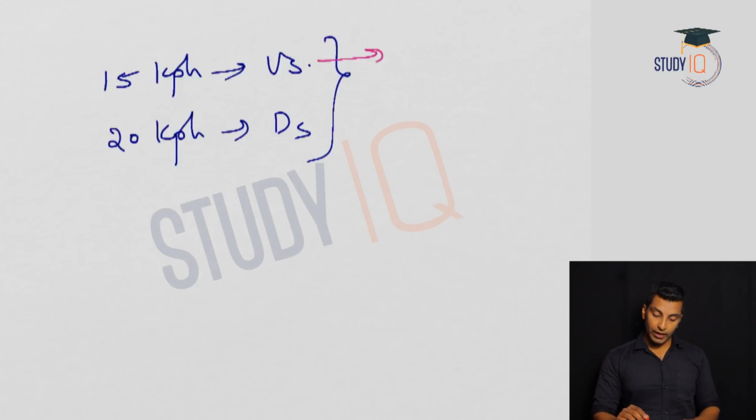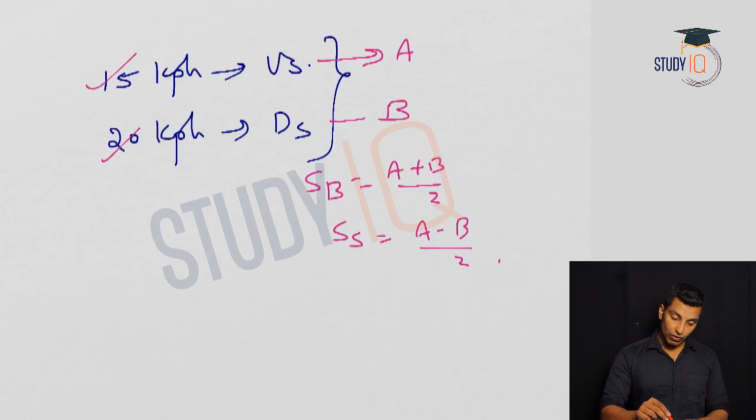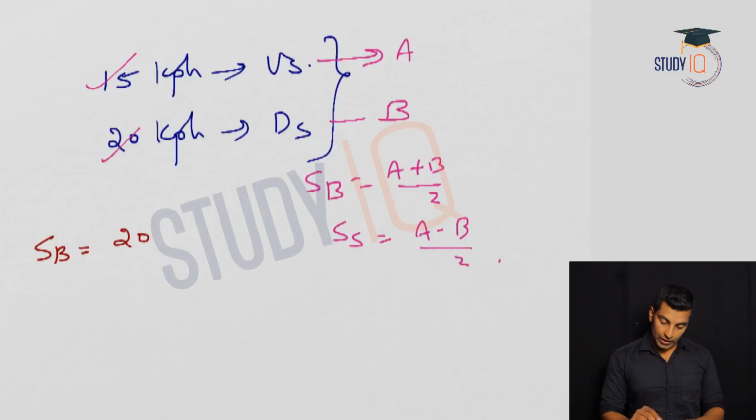Because we have already told you, if this is A and this is B, speed of the boat is A plus B divided by 2. Speed of the stream is A minus B divided by 2. Here upstream speed is given and downstream speed is given. So what will be the speed of the boat? Speed of the boat will be 20 plus 15 divided by 2. That means 35 divided by 2.